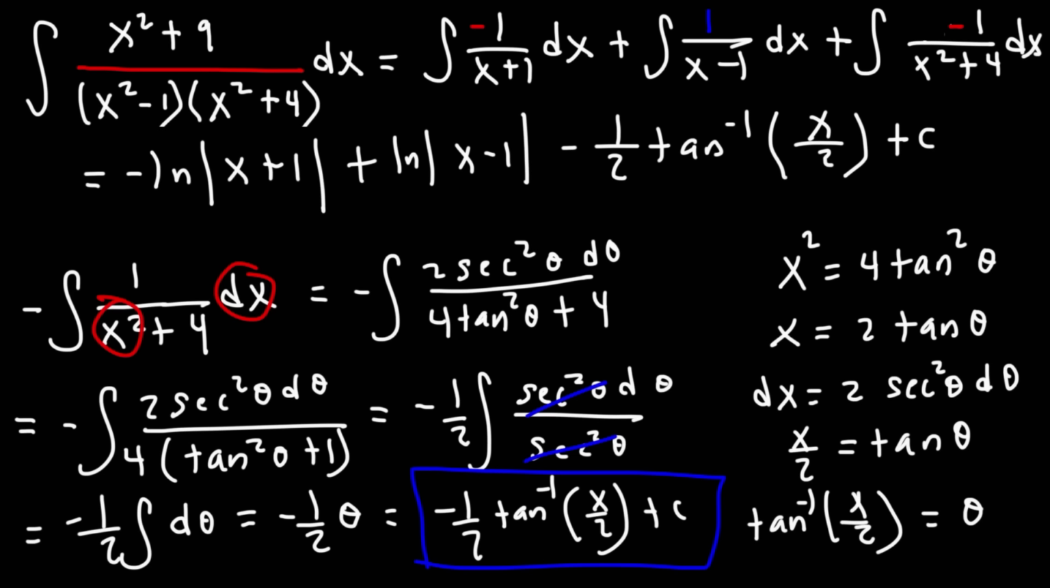So what I recommend doing if you have to show your work is replace the x squared term with 4 tangent squared. The reason why I chose 4 tangent squared is because of the 4 here. So you can factor out a 4, get tan squared plus 1 and convert that into secant squared. So if this was x squared plus 9, I would make x squared 9 tangent squared.